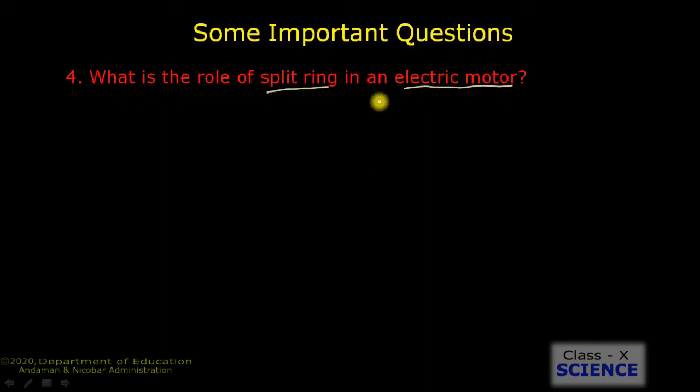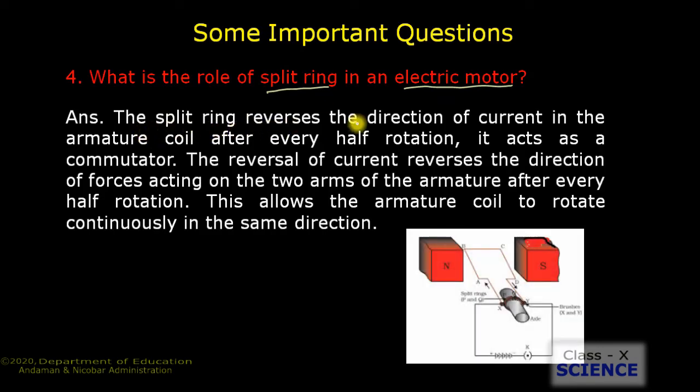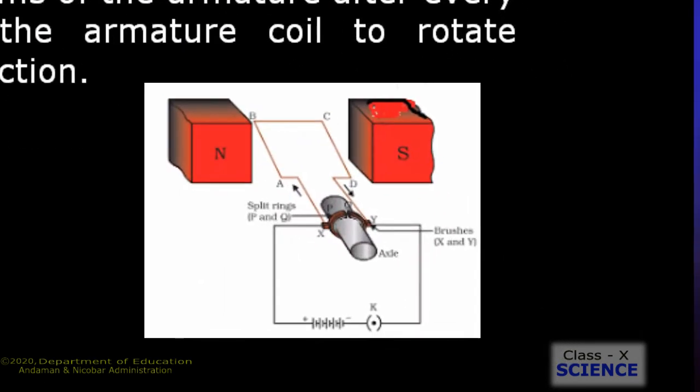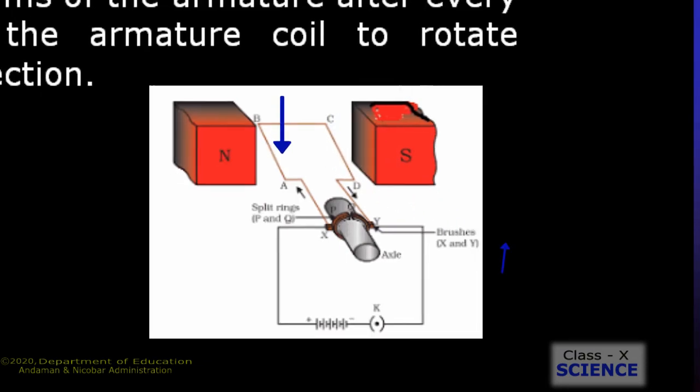Now the fourth question is, what is the role of the split ring in an electric motor? This also we have already discussed. The split ring reverses the direction of current in the armature coil after every half rotation. This is what we have learned, right? When the current flows in one side of the arm of the armature, it is pushed downward, whereas when the current enters from the other side, the direction of electric current will be different. So in that case, the arm will be pushed in the upward direction. So on half rotation, we could see the reversal of current, right? It is done by the split ring.